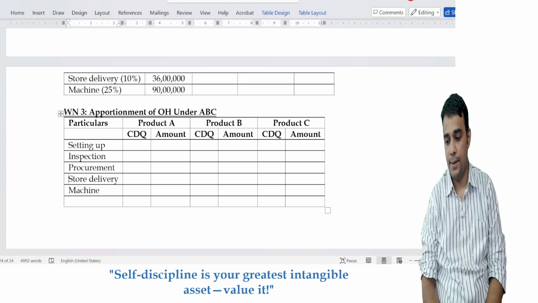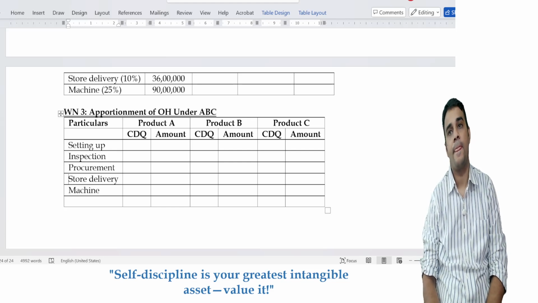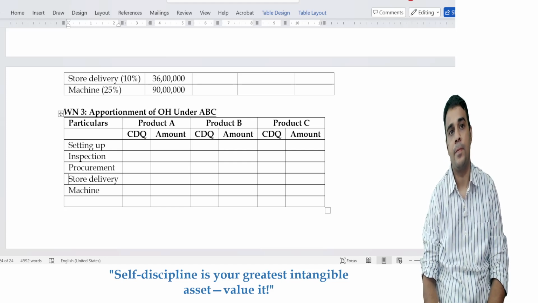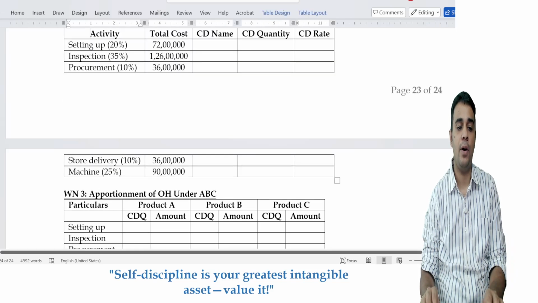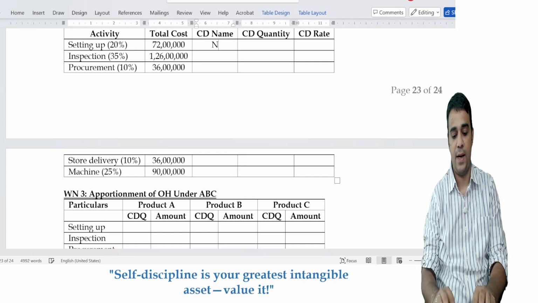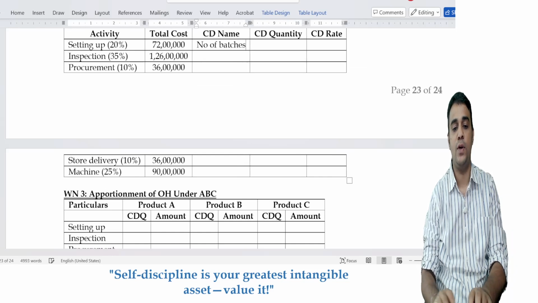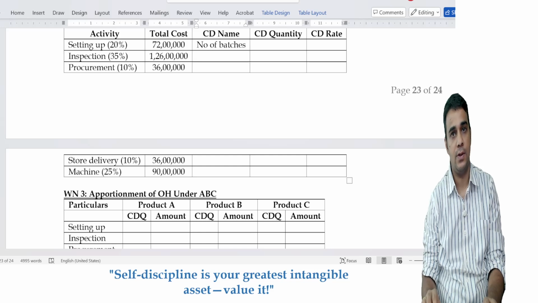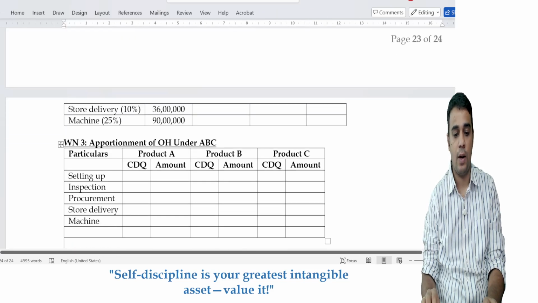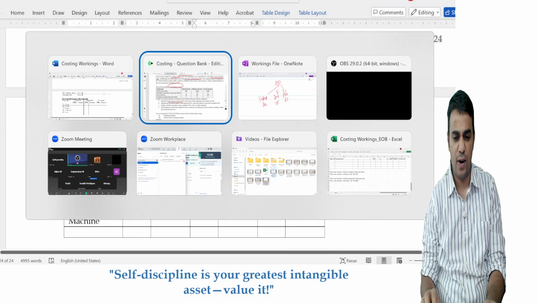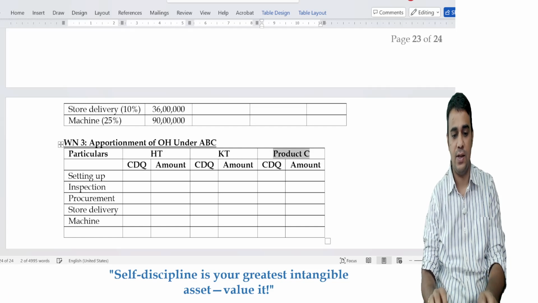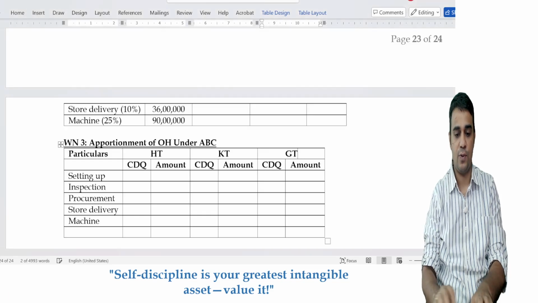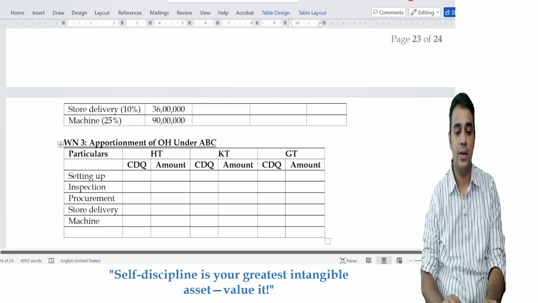We'll go item by item. Clear? Setting up is on number of batches. Why number of batches? Every time you batch you have to do a setting up. And now come here. The names are not product ABC. The names are hand towels, kitchen towels, and gym towels. Whatever, HT, KT, and GT.